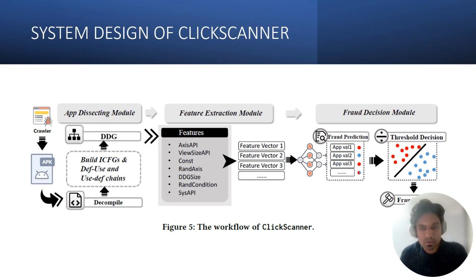Now we'll explain the entirety of the system design of ClickScanner. In the briefest of senses, we have an APK. We decompile it, get relevant information, and build the data dependency graph. This graph is fed into the feature extraction module, where we go through a set of features and create feature vectors. This is fed to the fraud detection module, where we use a classifier based on variational autoencoders with limited knowledge of fraudulent examples.